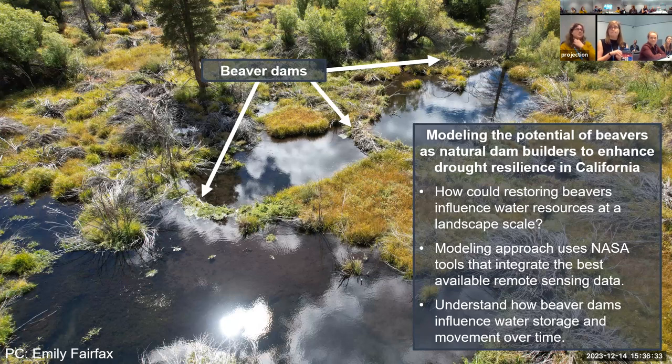And so, you know, we don't think that beavers can solve all of California's water problems, but we do hypothesize that restoring beavers on the landscape and restoring their dam building activity could increase surface water storage and slow down the movement of water through a river network, which is an important component of water storage. And these are just hypotheses. We don't have any results yet.